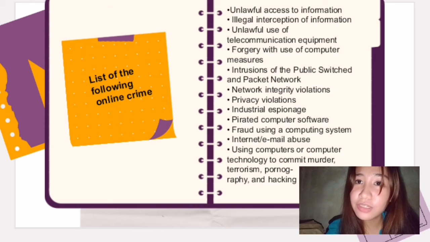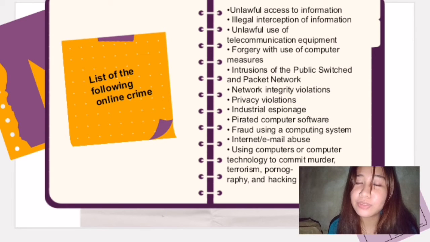So number 3 is unlawful use of telecommunication equipment. It conceals the existence, place of origin, or destination of a telecommunication service or information service. So number 4 is forgery with use of computer measures. Computer-related forgery involves impersonation of legitimate individuals, authorities, agencies, and other entities online for fraudulent purposes.